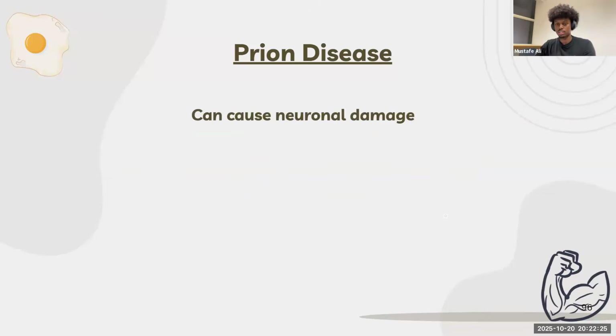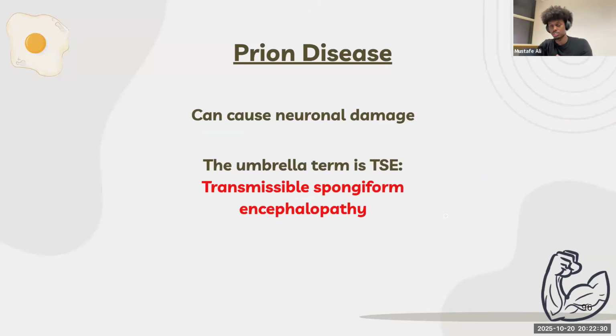Now, prion disease mainly targets the brain. It can lead to neuronal damage. The umbrella term that you should know for prion disease is transmissible spongiform encephalopathy. It's a very long name, right? Let's break it down. Transmissible basically means that it is infectious. It could transmit from one person or one protein to the next. Spongiform basically means it makes the brain look like a sponge. It puts a bunch of holes in the brain, hence looking like a sponge. Encephalopathy basically means that it affects the brain. You should remember this term in case they ask a question.